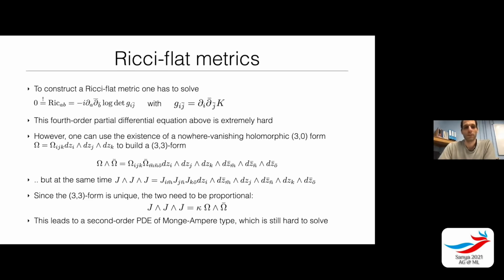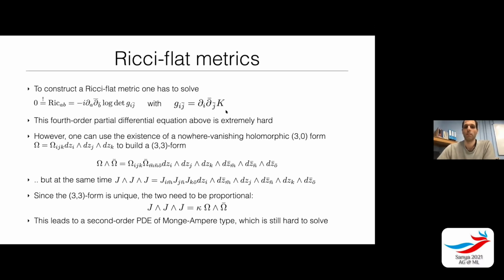So if you now want to construct a Ricci-flat metric, you essentially just have to set the Ricci curvature to 0, which for a Kähler manifold is given as the derivative of the log of the determinant of the metric, and the metric itself, if you're Kähler, is given in terms of the derivatives of the Kähler potential. So this is a fourth order partial differential equation, which in principle you could solve in order to find the Ricci-flat metric. In practice, this is extremely complicated because this partial differential equation is very hard.